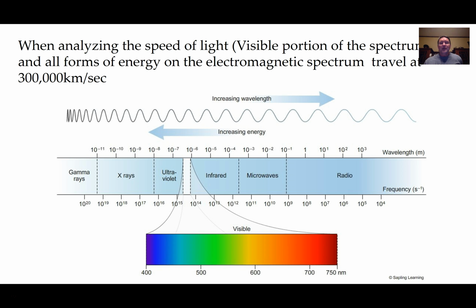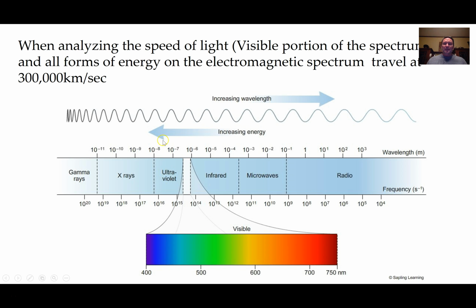Here's the other thing I want you to know: no matter what form of energy, be it radio, microwave, infrared, UV, X-rays, visible light, gamma rays, they all travel at 300,000 kilometers per second. So every time you send a text message, 300,000 kilometers per second. Every time I turn on a microwave, that energy is traveling at 300,000 kilometers per second. You turn on the radio, 300,000 kilometers per second. So that's a key thing to remember.